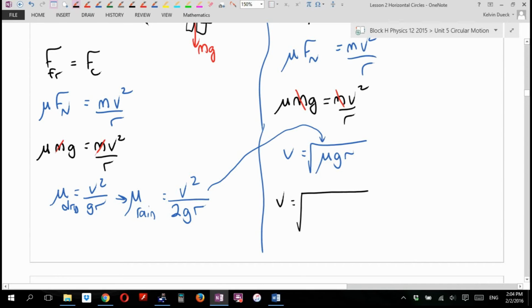So let's see. It's going to be a v squared, and on the bottom a 2gr. There's mu. And then the g and the r just drop down. Oh, you know what? We got 2 v's. This is v dry.